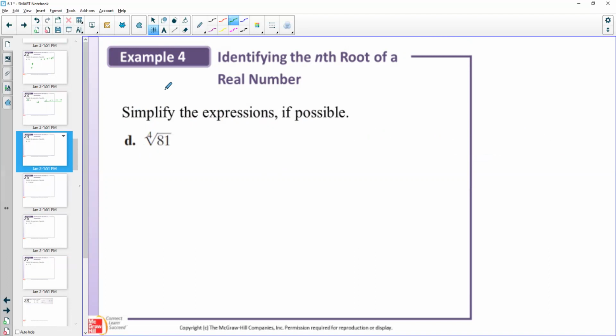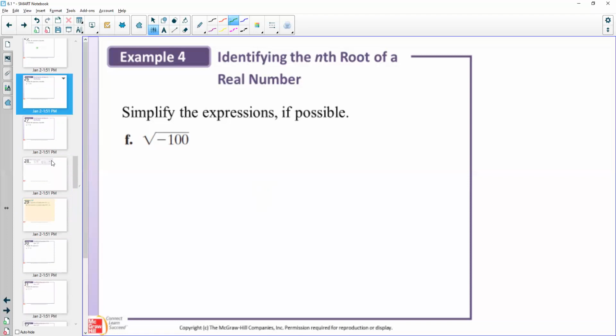The fourth root of 81. So again, what this means is something times something times something times something, 4 times, is 81. What's that something? Well, that something is 3, okay? You should be able to figure this out. Use your calculator, make a chart, do what you need to do. The 6th root of 1,000,000. So something multiplied together 6 times gets me 1,000,000. In this case, it's 10. All right. The square root of -100.